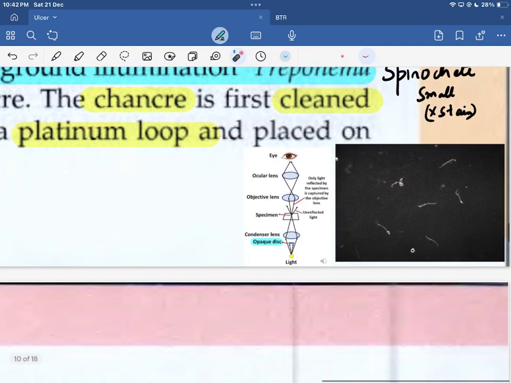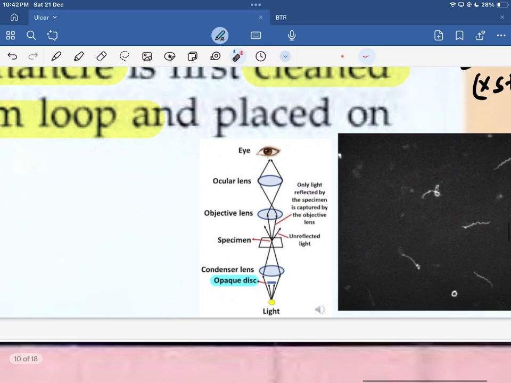So if you want to just see the mechanism of this, this is the unique thing that we do. We put an opaque disc here. Normally these lights also go, these also go, right? This is usually what happens in a microscope, right? So everything will be going to your eye, right?